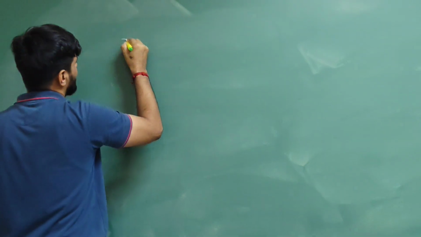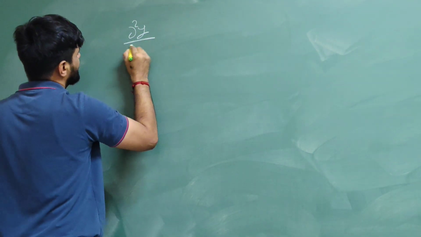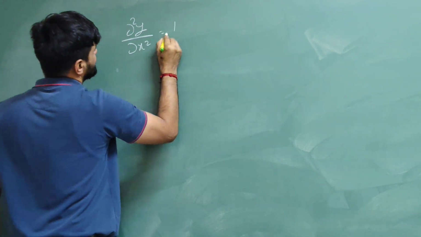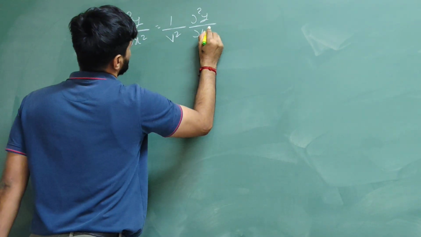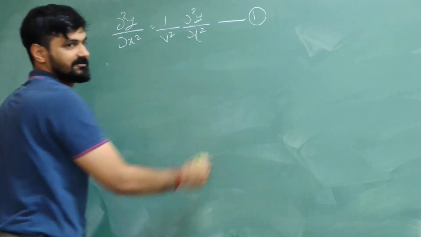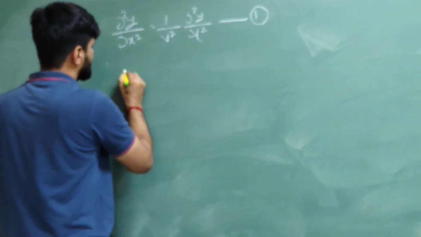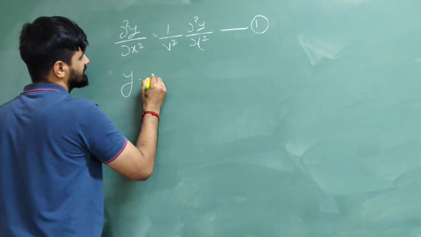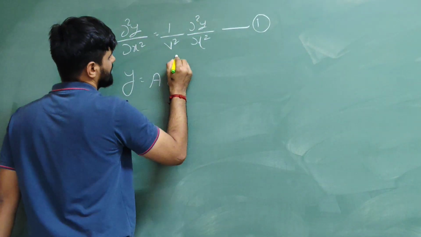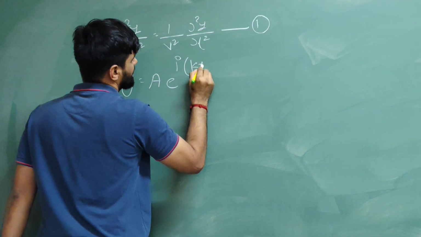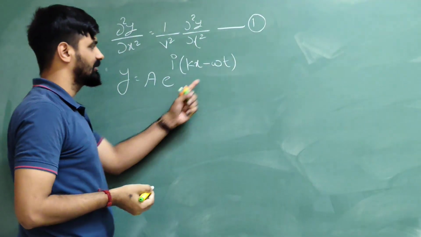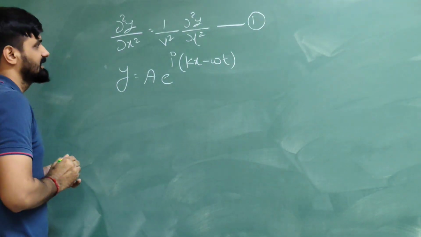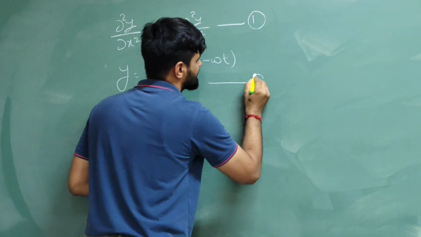We have a standing wave equation: del 2y by del x square equals 1 by v square del 2y by del t square. So let's say this one is my first equation. If you want to write this equation, we can write y equals a e to the power i(kx minus omega t), where k is your wave number and omega is the angular frequency. That clear? So let's say I am assuming this is the second equation.